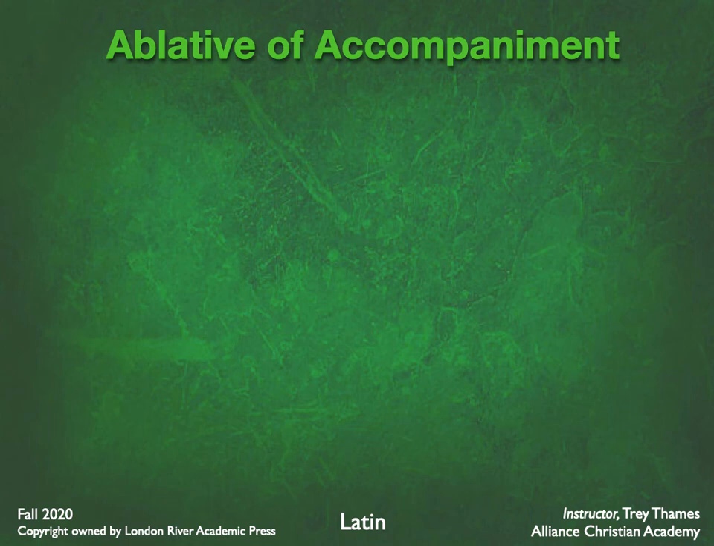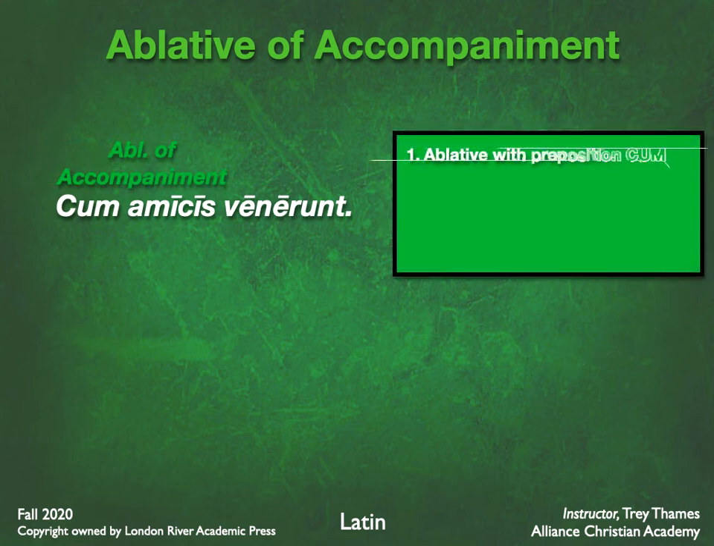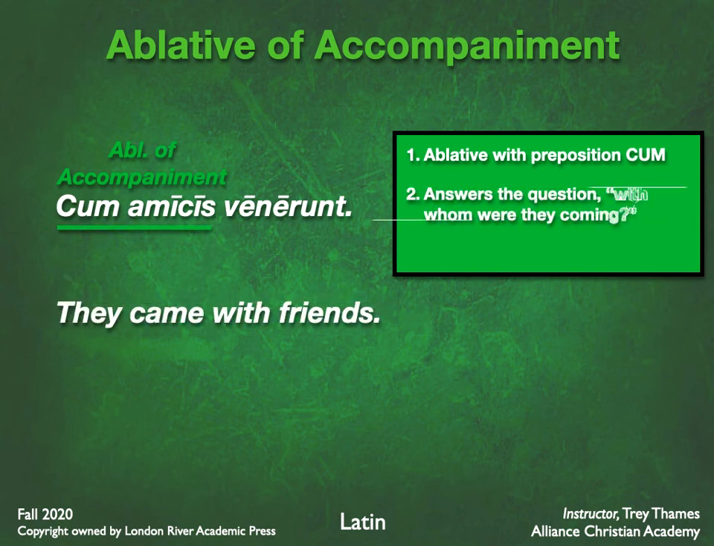So here's the example. Cum amicis venerunt. So amicis is your ablative of accompaniment. Notice that it has an ablative with the preposition cum, and you translate it: venerunt, they came, cum amicis, with friends. So notice that it answers the question, with whom were they coming? And you translate it with friends.